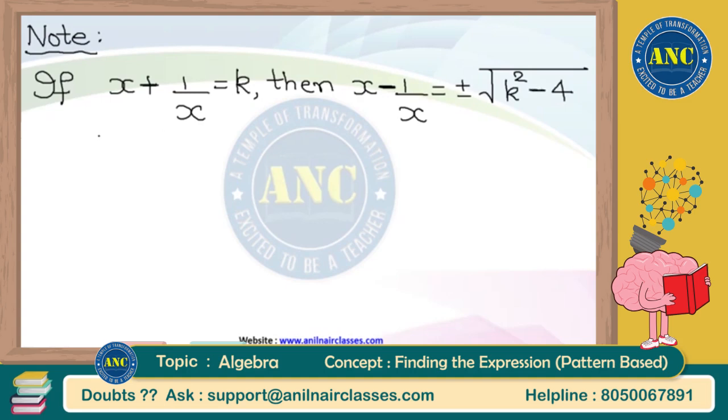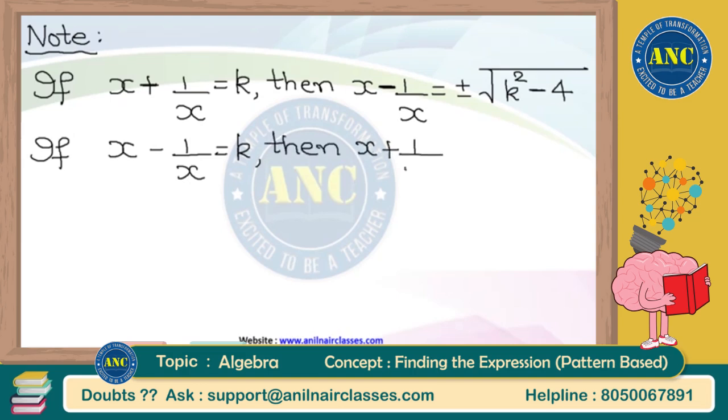Similarly, one more condition we learnt: if x minus 1 by x is equal to k, and I want to find the reverse, x plus 1 by x, then this is plus or minus square root of k square, and because it is plus in the then condition, it is k square plus 4.